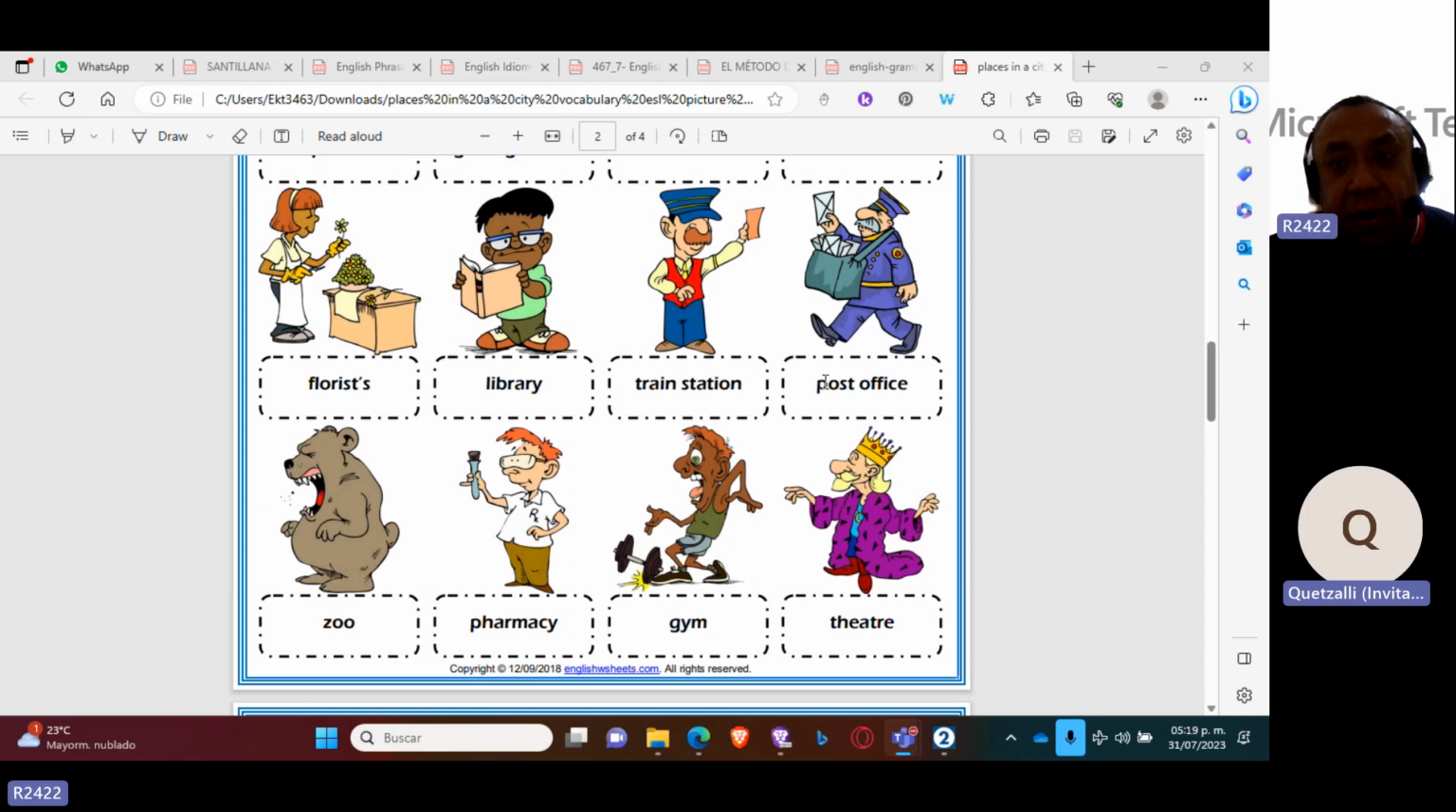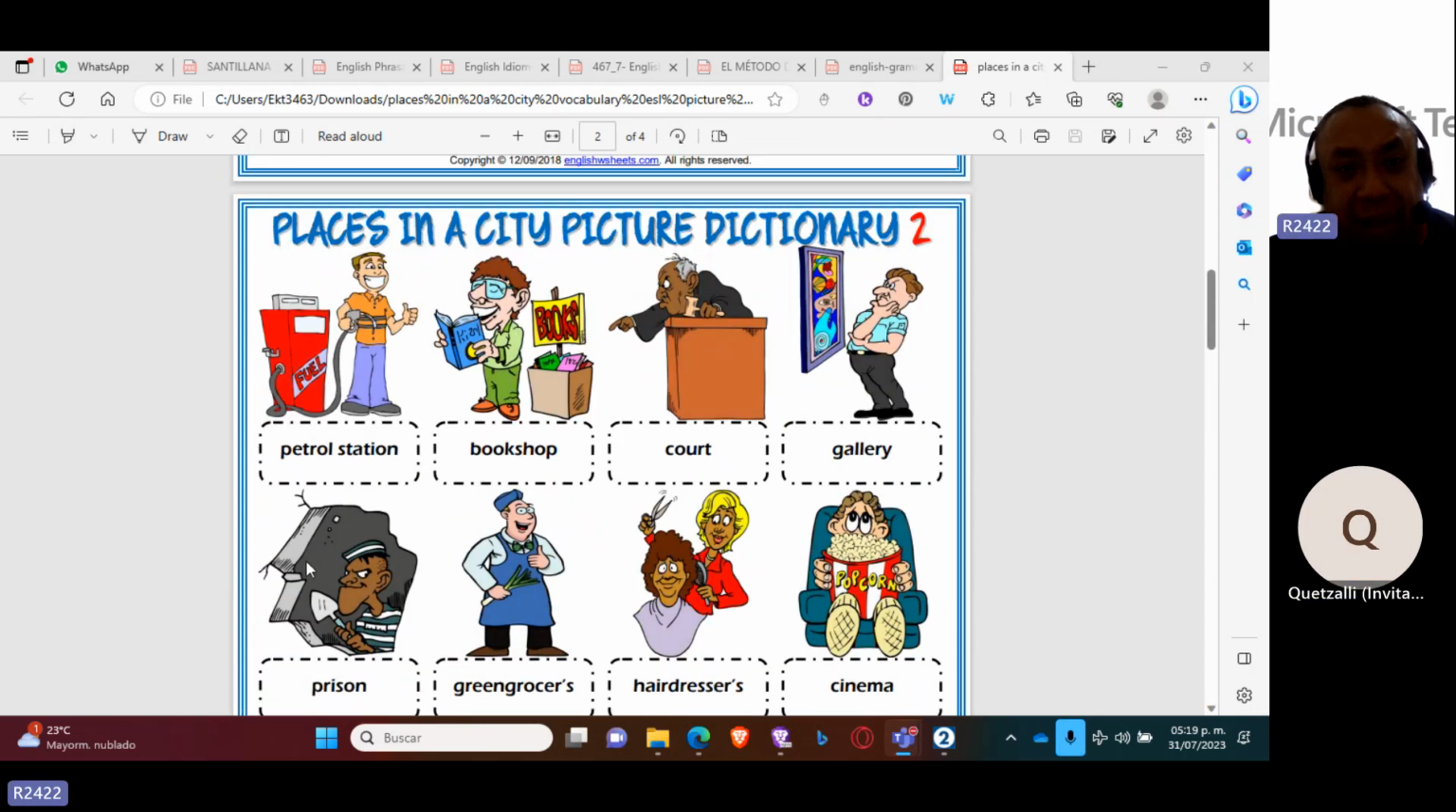Train station. Post office. Zoo. Pharmacy. Gym. Theater. A ver, please. Petrol station.